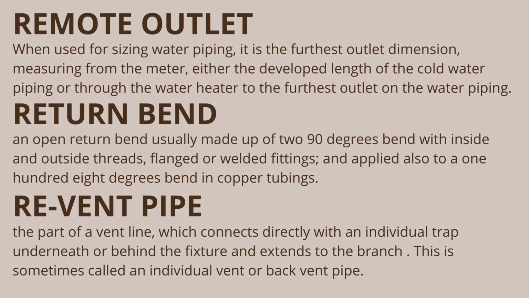Re-vent pipe. The part of a vent line, which connects directly with an individual trap underneath or behind the fixture and extends to the branch. This is sometimes called an individual vent or back vent pipe.